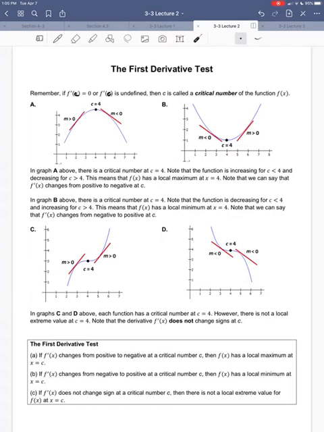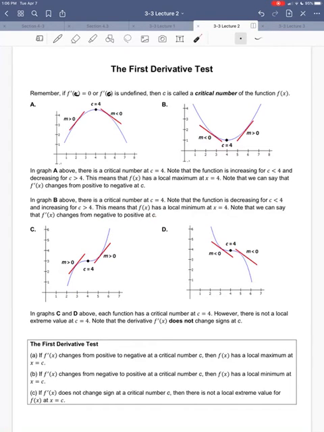In graph B, I have a similar situation. We've got our critical number at c equals 4, but here if I'm less than 4, my function is decreasing, which has a negative tangent, and that means the first derivative is negative. But when I move to greater than 4, the function is increasing. My tangent line has a positive slope, and so my derivative changes to positive. So in graph A, f prime of x changes from positive to negative at c. In graph B, it changes from negative to positive at c.